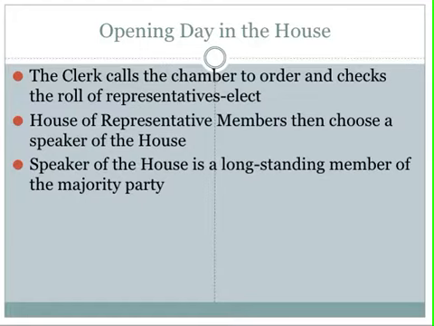So looking at the House of Reps to start. The opening day, there's a clerk that calls the chamber to order, has a roll call of all those that recently have been elected as House of Representative members. Then the House of Representatives themselves choose a Speaker of the House. The Speaker of the House is usually a long-standing member, always of the majority party, so whoever has the most members, Republicans or Democrats, they choose from that party, and it's usually someone that's been there a long time.